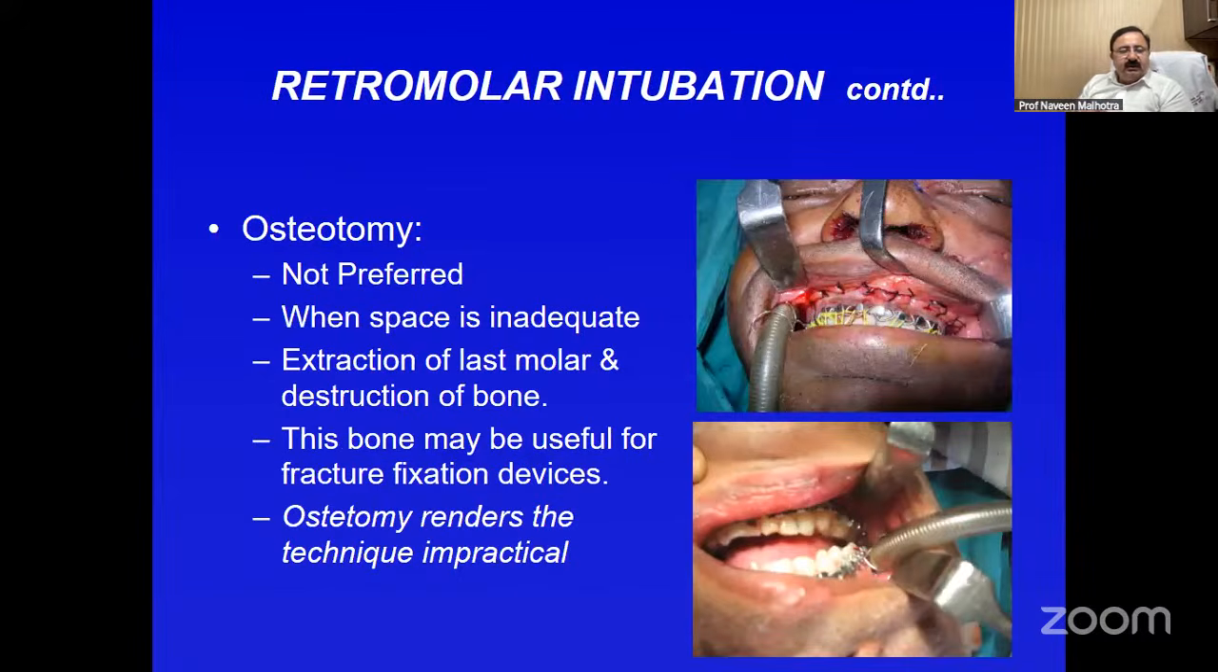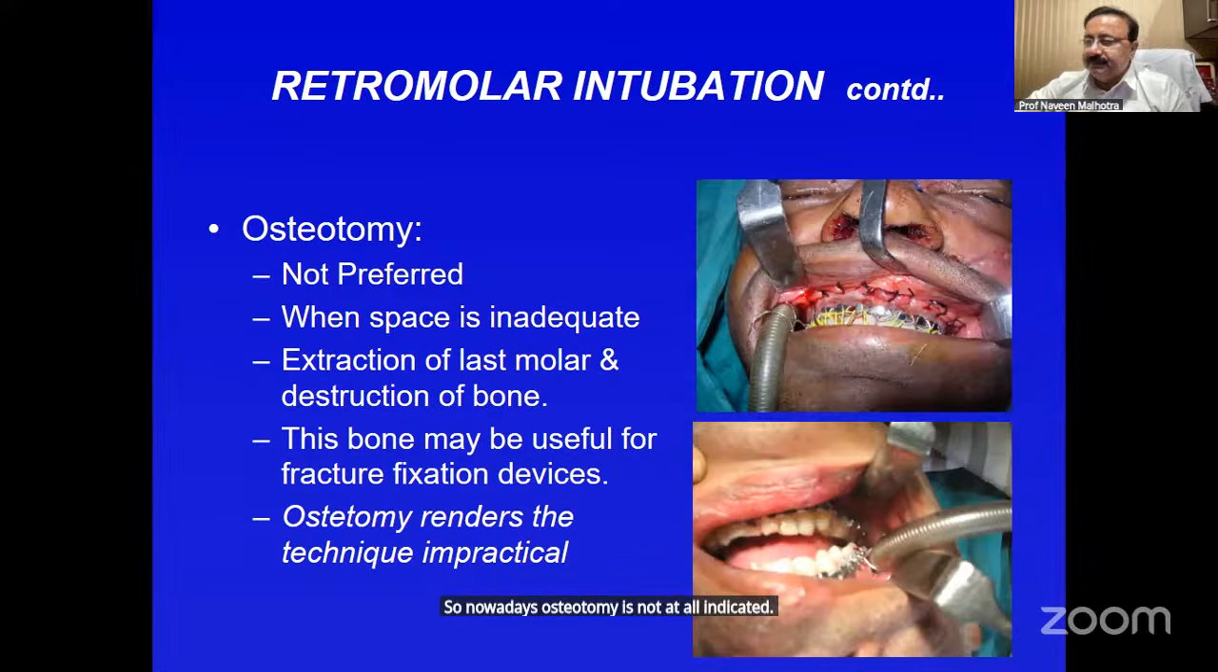In the past, osteotomy used to be done to increase the retromolar space, but it is not preferred. That involved extraction of the last molar tooth and some destruction of the bone. So osteotomy renders this technique impractical, and it is beyond the scope of the anesthesiologist also. And the bone which is being removed may be useful for fracture fixation devices. So nowadays, osteotomy is not at all indicated.